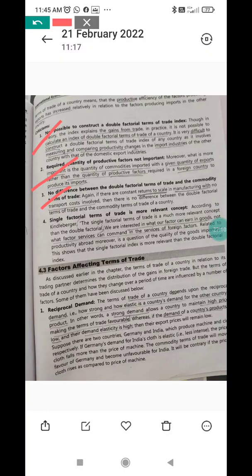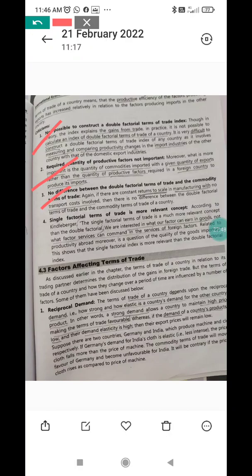Here, what has been told: single factorial term of trade is a much more relevant concept than the double factorial. Here it is said that the single factorial term is better than the double factorial term. It is the single factorial term that is relevant, not the double factorial. Here we are interested in what our factors can earn in goods. Land, labor, capital, these are the factors. We are interested in what our factors can earn in goods, not what factor services can command in the services of foreign factors.